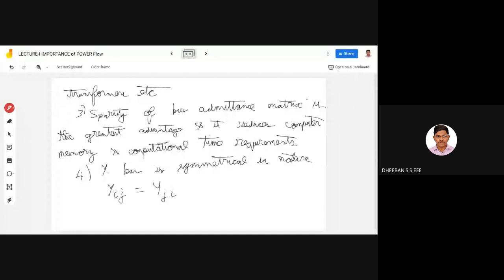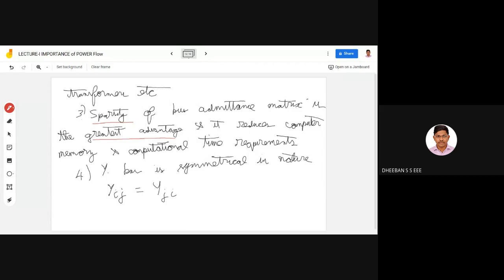Next, the sparsity of the bus matrix is the greatest advantage. You might have studied sparsity in mathematics. Sparsity will generally revolve around your identity matrix. I won't get into it, you can just refer to it with respect to sparsity. This reduces computer memory and computational time requirements.